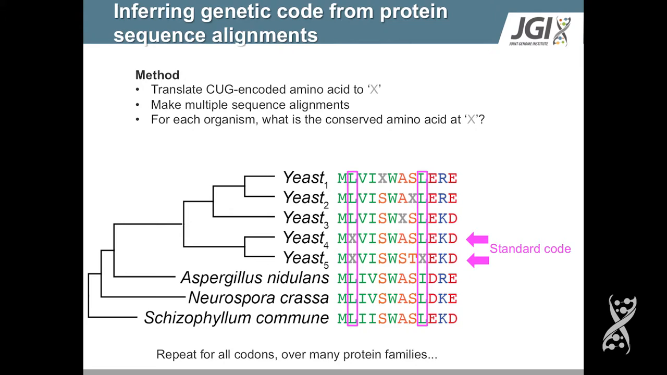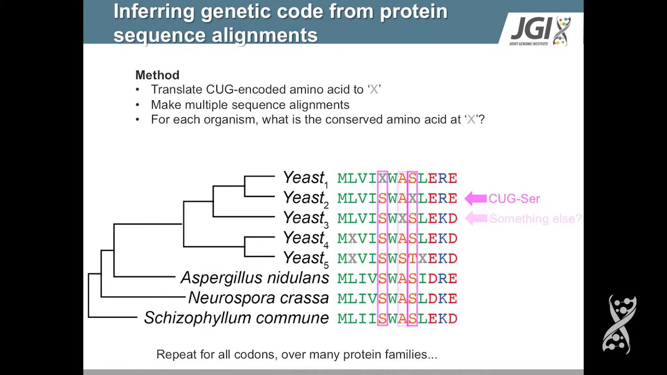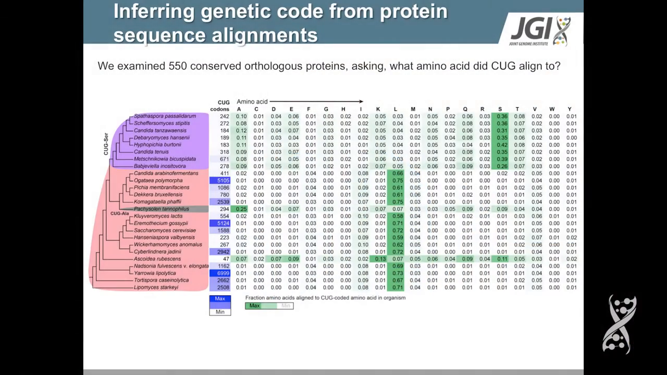In one case, it looks like a conserved leucine position. In another case, it looks like a conserved serine. Maybe we'll see something else. And we did this over all the codons and many protein families. So we only really found anything interesting for CUG. But here's a table of the amino acids, all 20 of them.